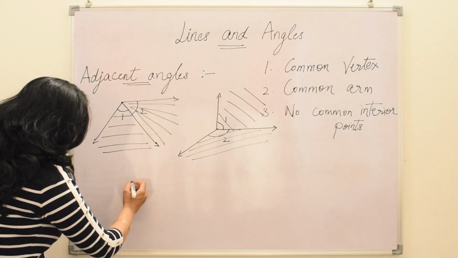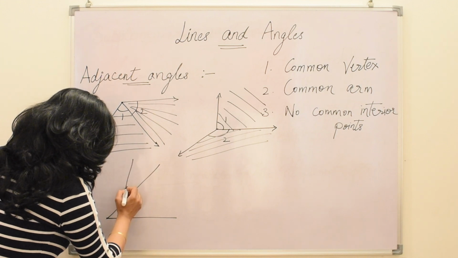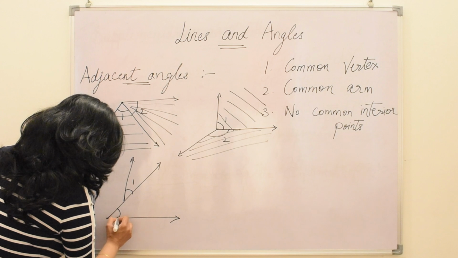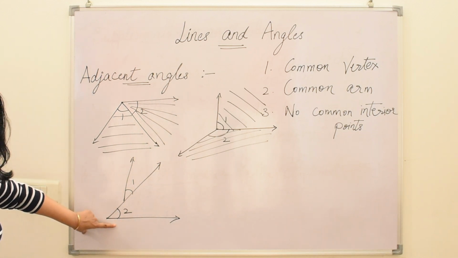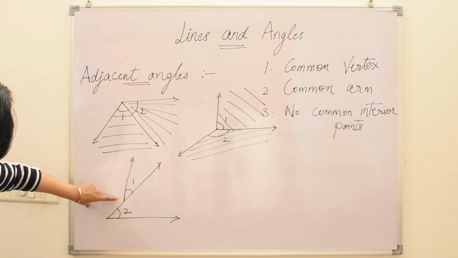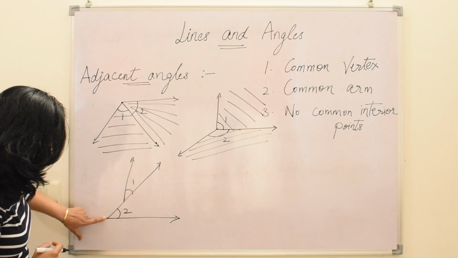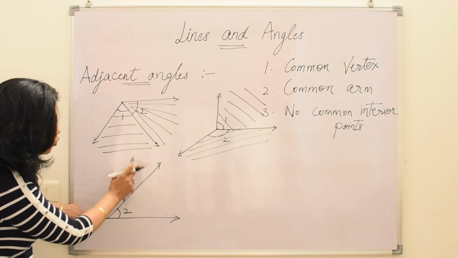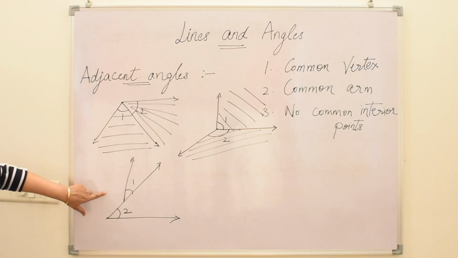Now let us see some more angles. Can we say angle 1 and angle 2 are adjacent? No, because they do not have a common vertex. They are next to each other, but they don't have a common vertex. They have a common arm and they don't share common interior, but because they don't have a common vertex, they are not adjacent.